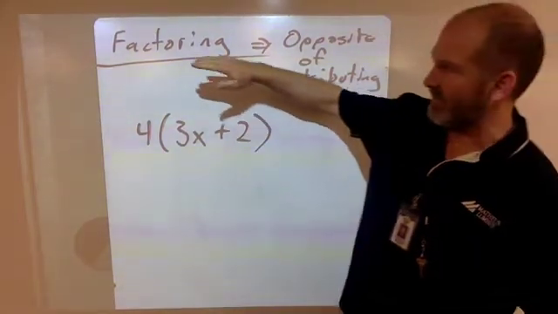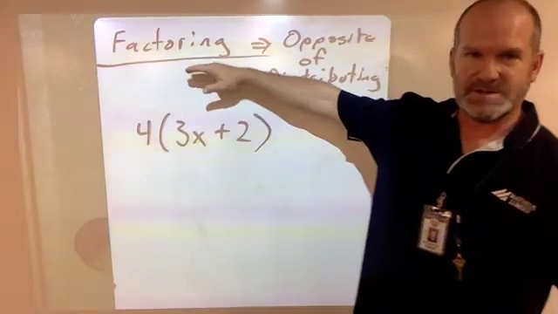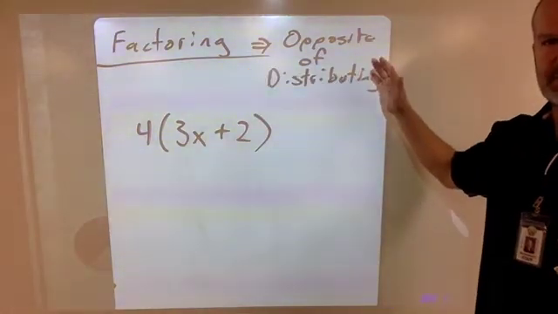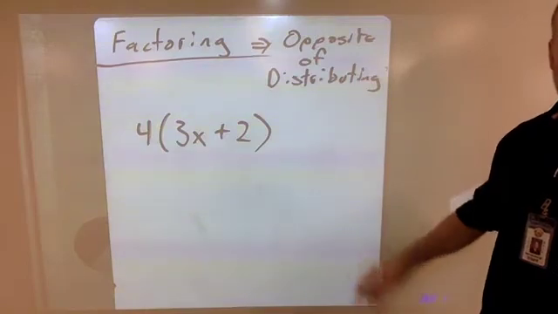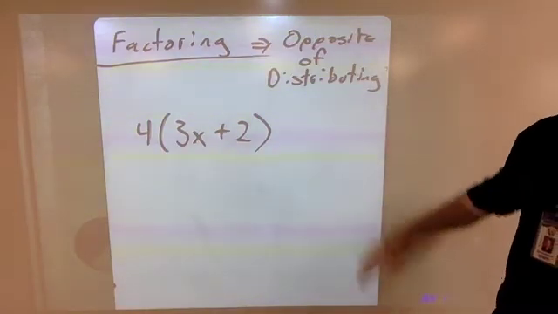Today's lesson is about factoring, which is the opposite of distributing. It's the undoing of the distributive property. So let's review what distributing is. You should all know this.